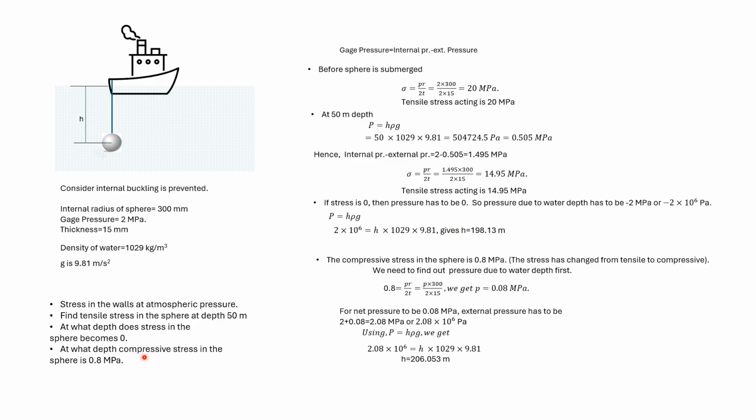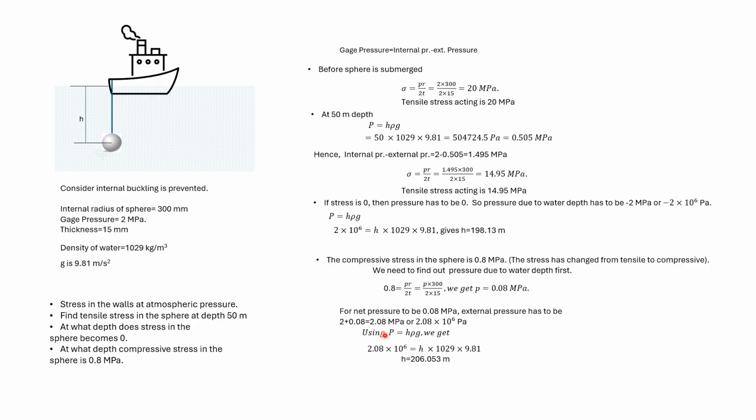We now consider the last case where the compressive stress in the sphere is 0.8 MPa. So the stress was tensile up till this depth, and after that it has changed into compressive. So we are given the stress and we find the pressure. This pressure is the net pressure, that is the external pressure minus the internal pressure. So the actual external pressure is 2.08 MPa. We convert MPa to pascals and find h.